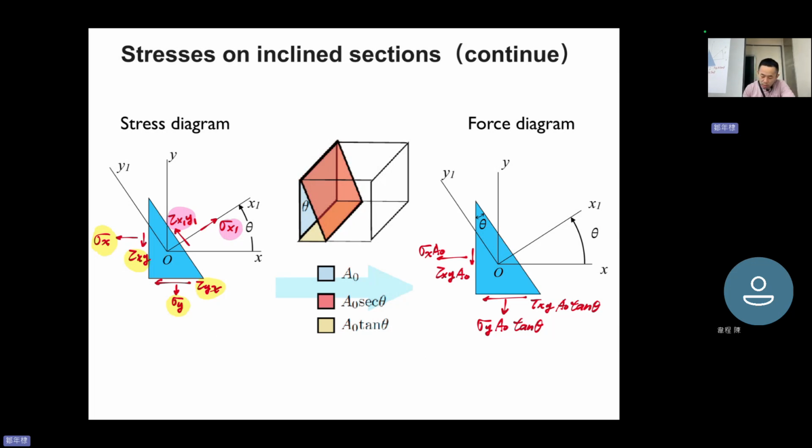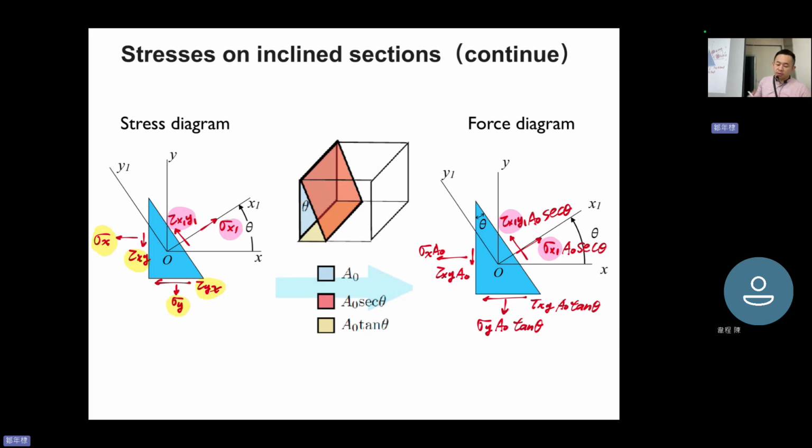All right. Oblique surface. It's called tau x1y1 times A norm secant theta. And this is sigma x1 A norm secant theta. Ooh, secant theta. Okay, so again, who is the unknown? Tau x1y1, sigma x1. Okay, so we are going to move the pink highlighted unknowns to the left-hand side.